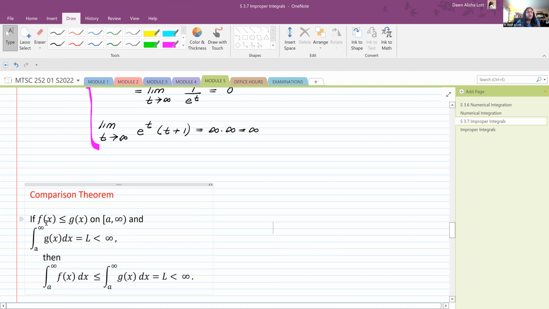So if we have f of x is less than g of x on the interval a to infinity, this also works on the interval minus infinity to b, and it also works on the whole thing, minus infinity to infinity. Okay, so if f of x is less than g of x, and the integral from a to infinity of g is convergent, so this means this integral converges. See, it is less than infinity, so this integral is convergent.